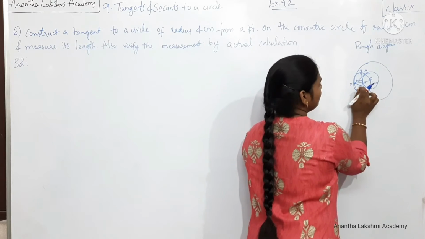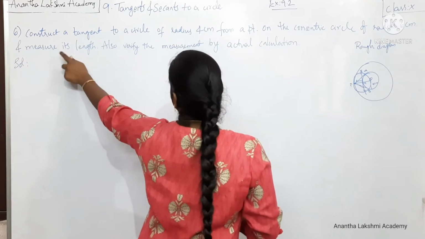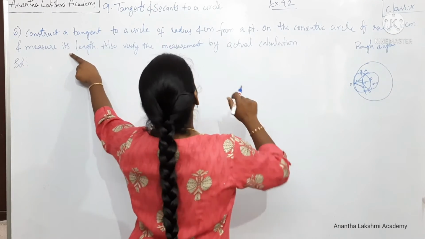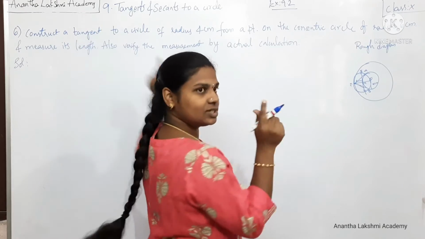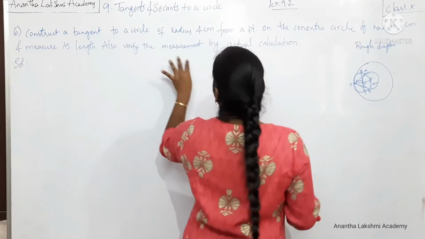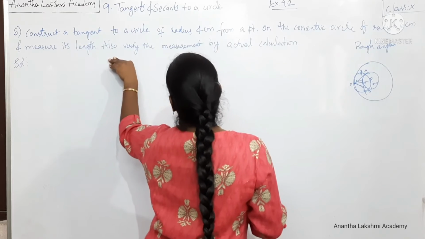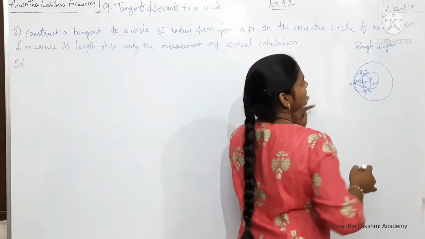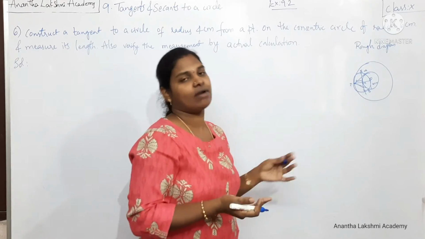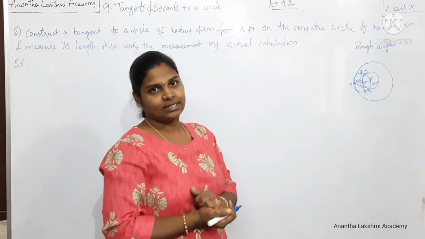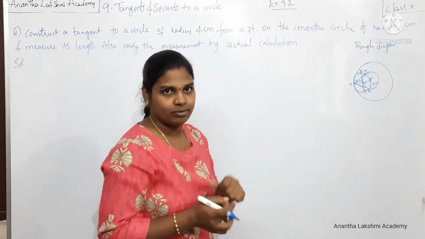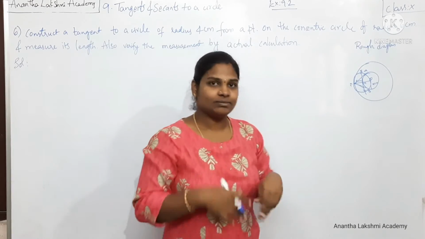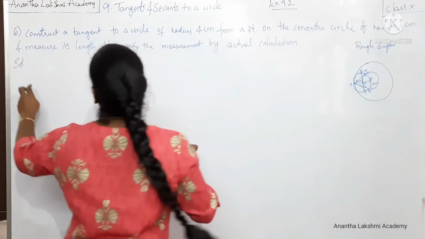Two tangents here, but they just asked to construct one tangent only. Construct a tangent, right? So one tangent is fine, and they are asking us to verify the measurement. PA is equal to how much, and using the Pythagoras theorem you have to find it. Write it in the problem. All right, that is about the rough diagram. Let's go to the actual diagram.